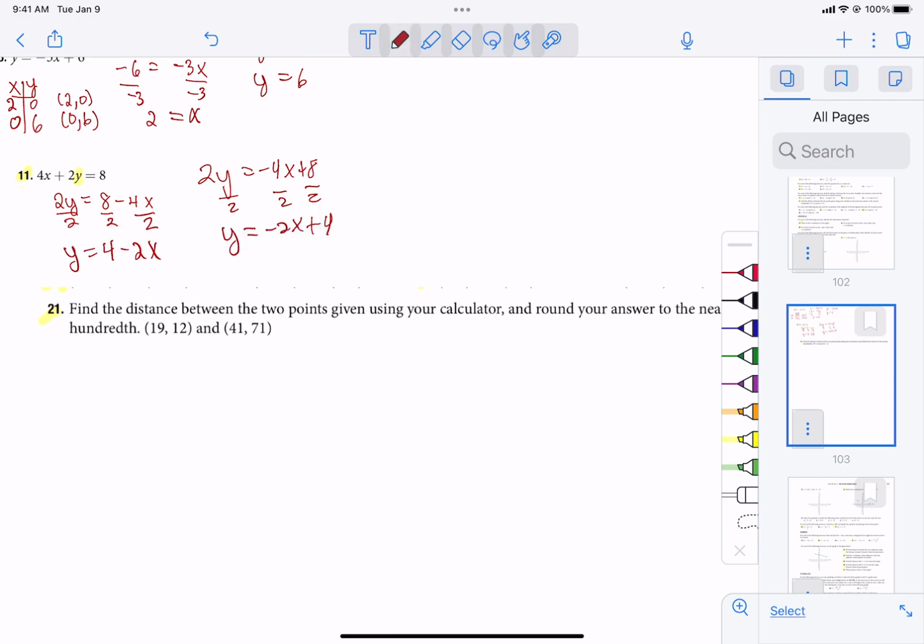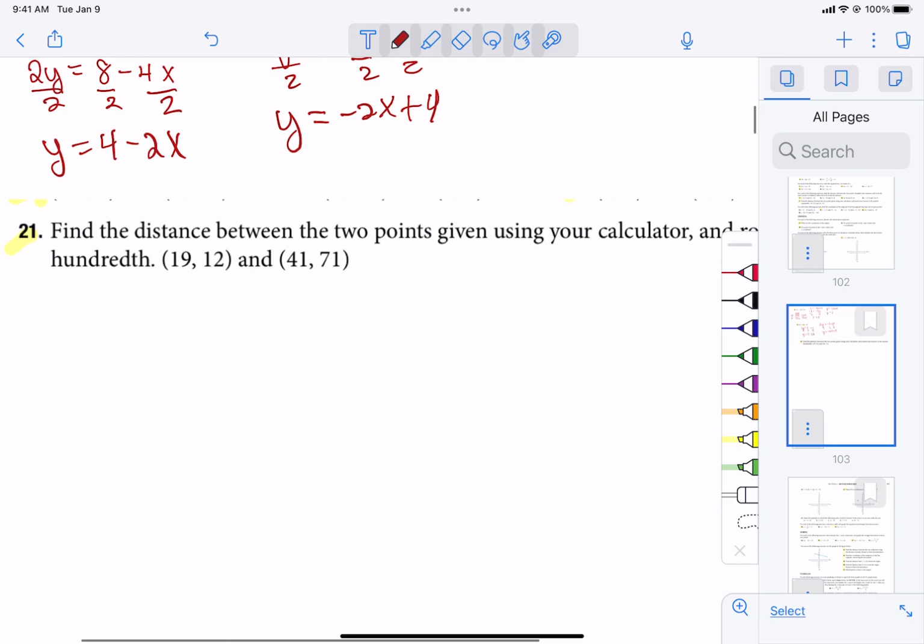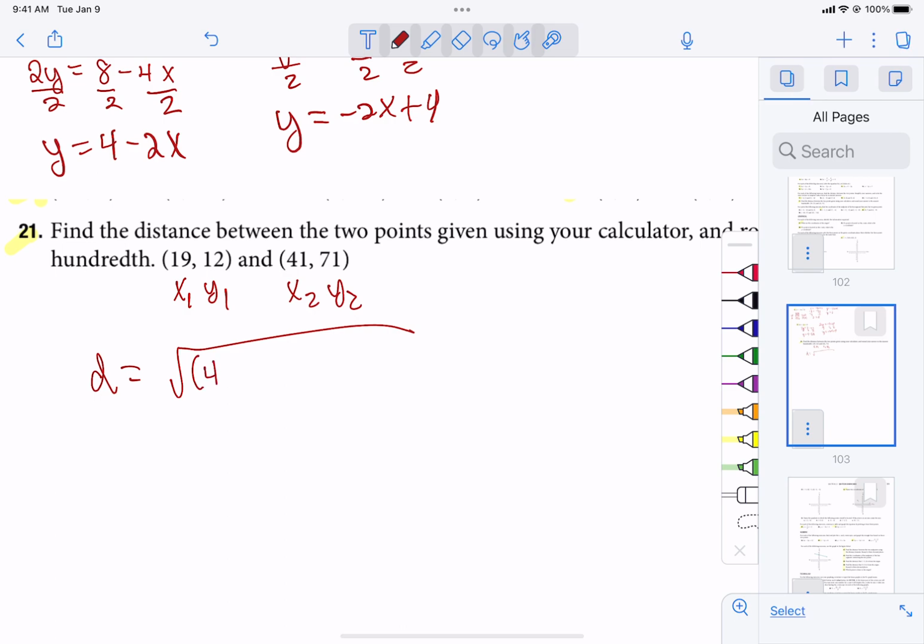So for the distance formula, we're going to label our points x1, y1, and x2, y2. Remember what the distance formula is. It's the difference of the x's squared plus the difference of the y's squared, all under a square root. And so the difference of the x is going to be 41 minus 19 squared. That's going to be our x's. Now we have to do y2 minus y1. So that's going to be 71 minus 12 squared.